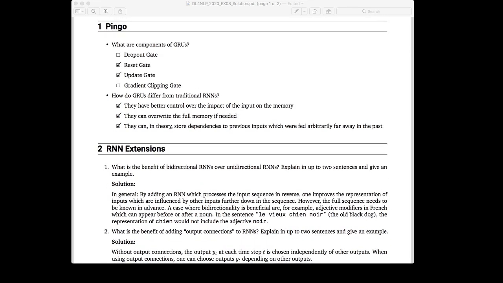The second question is about how GRUs differ from traditional RNNs. All of these are correct, but for the third statement, it's important to say that the memories in the very early timestamps are less prominent because of the gradient update process, which we will discuss further in exercise 3.